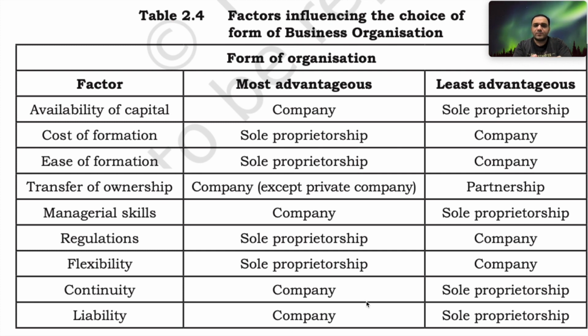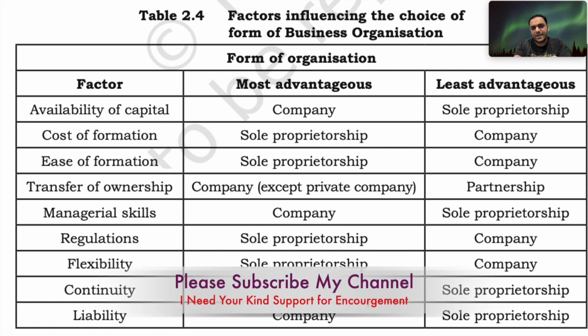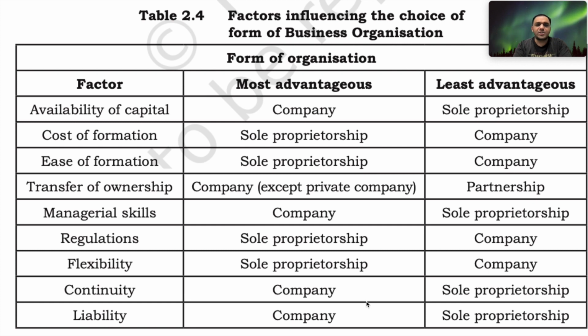Availability of capital, company is beneficial, and sole proprietorship is not beneficial because it has less capital. Cost of formation, sole proprietorship is very beneficial because it takes less money. Company is least advantageous because it takes a lot of money. Ease of formation, sole proprietorship is very easy to make, and least beneficial is the company because it's very difficult to make. Transfer of ownership, in company except private company, transfer is advantageous. In partnership, transfer is not possible. Like it's, you can say, least advantageous.